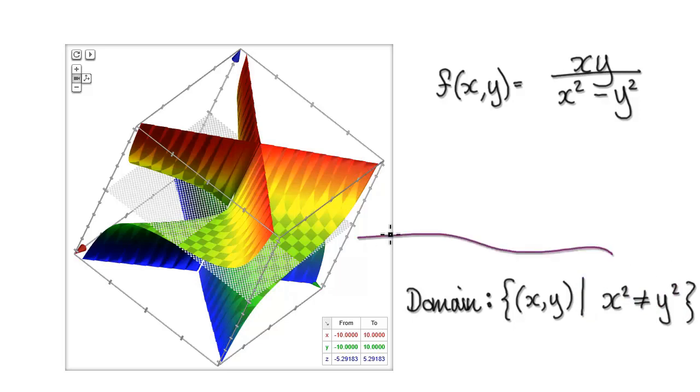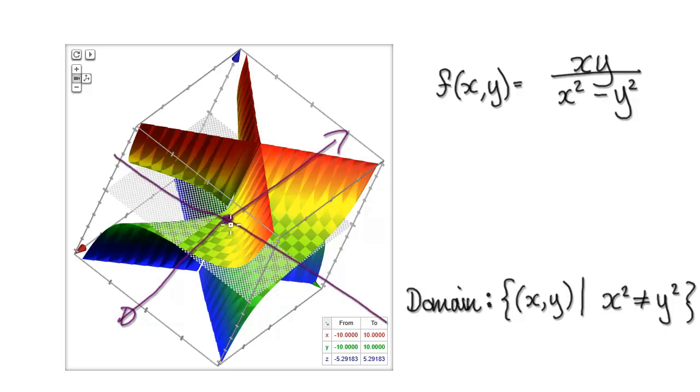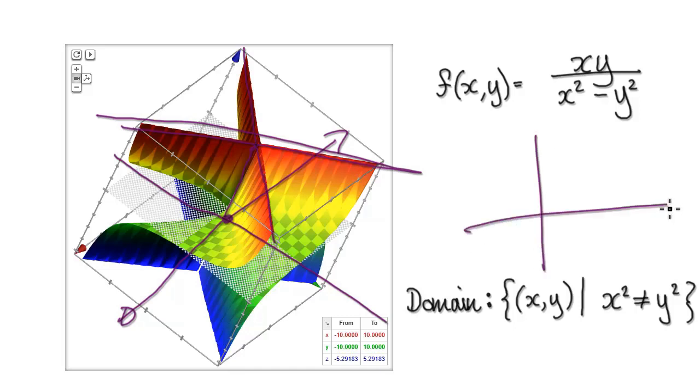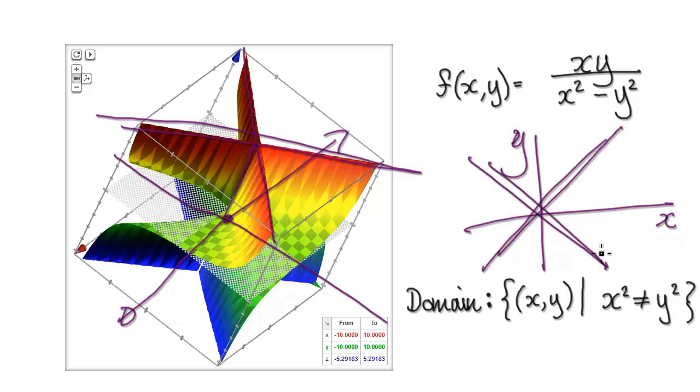So if you look at this, this is your x-axis. This is your y-axis. And your z-axis is straight up. But if you look carefully, you can actually see the cross here. There's something weird happening at this cross, and that's our restriction. This cross here is really near enough this cross here.